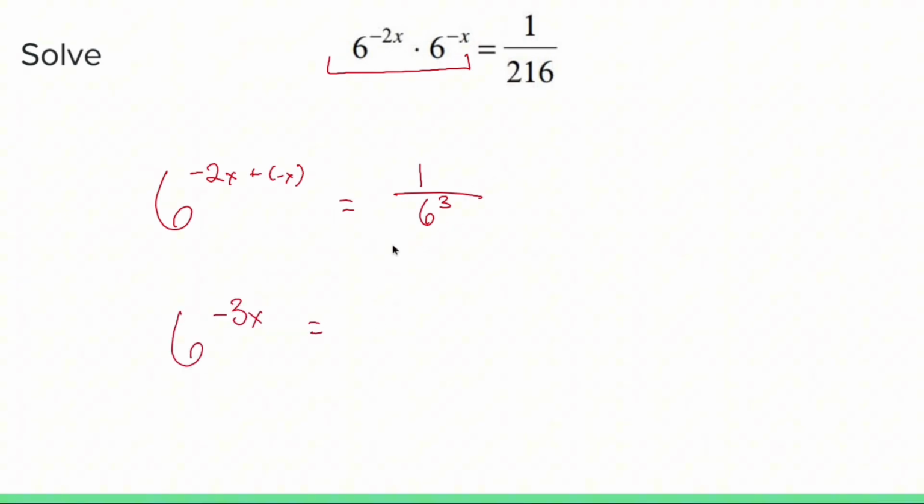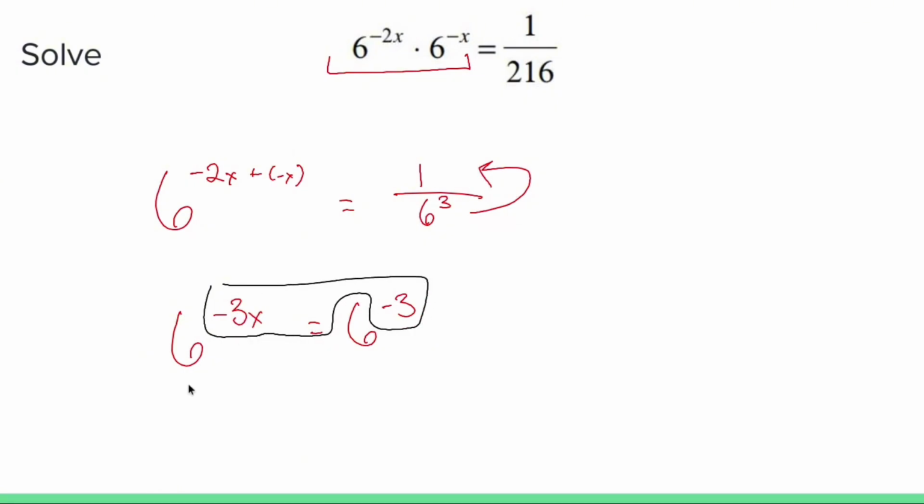And on the right side, I notice, well, wait a minute. 1 over 6 to the third, I can just bring that up here and make that 6 to the negative third. Now that I have 6 to the one thing equals 6 to the other, I can set the exponents equal to each other. So I can write out negative 3x equals negative 3. Divide both sides by negative 3, and x equals positive 1.